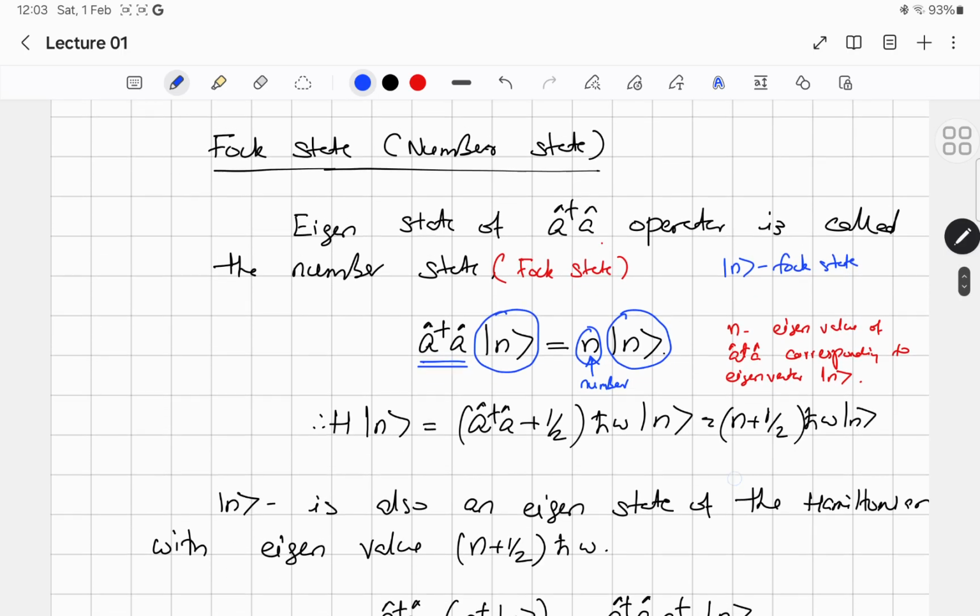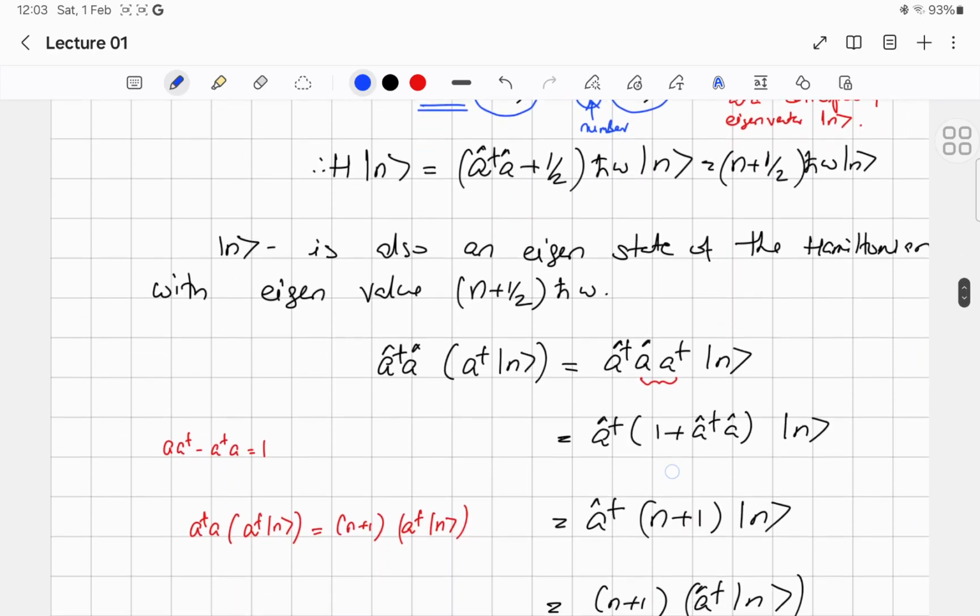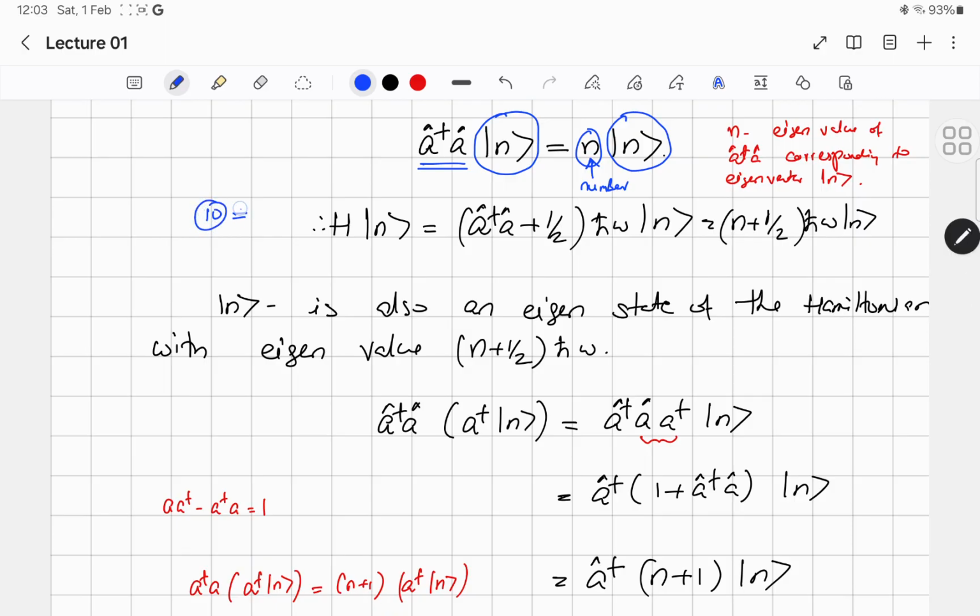Okay, so if you apply this into our equation number 10, H acting on ket n would be a dagger a plus half h cross omega acting on ket n, which gives n plus half h cross omega acting on ket n. So what is the meaning of this? This shows that your ket n, your Fock state, is also an eigenstate of the Hamiltonian, because once you act the Hamiltonian on ket n, the ket n remains the same. There is no change in the state.